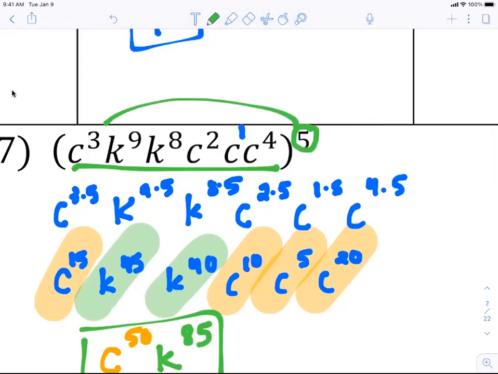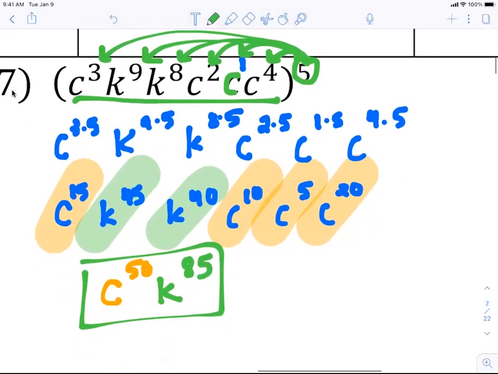So that 5 is going to be multiplied to the 3. It's going to be multiplied to the 9, to the 8, to the 2, even to exponents that aren't always written. If you have a variable being raised to the 1st, don't forget to multiply that one as well. This C is still being raised to the 5th power. It's still inside of the parentheses, so we don't want to leave that guy out. And then last but not least, multiply the 5 times the 4.